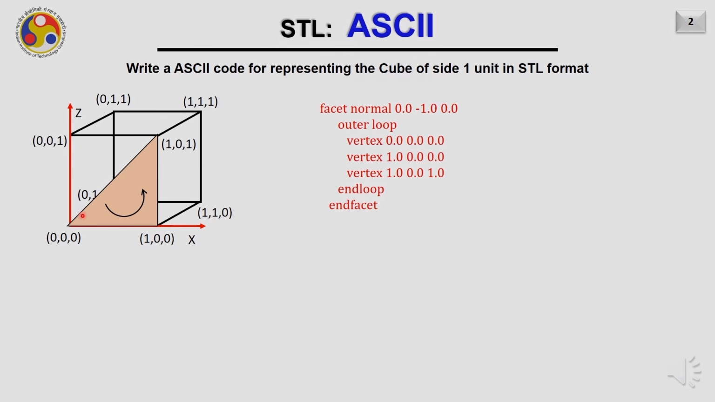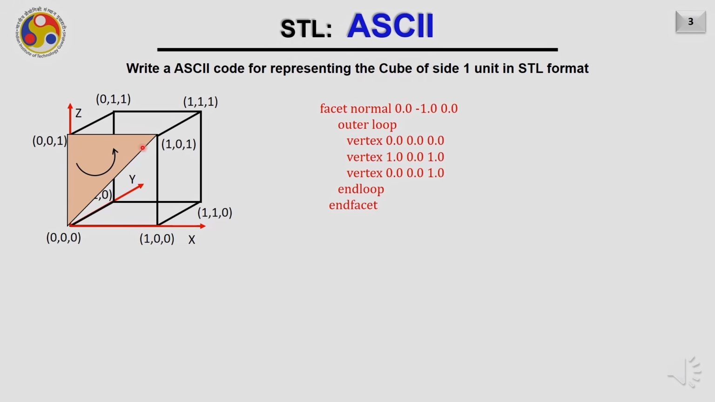If you want to write in counterclockwise, let us start from here. Hence, the first vertex is 0, 0, 0. The next vertex is 1.0, 0, and 0.0. Then the next vertex is 1, 0, 1. Then we will end the loop and end the facet also. So one facet is completed.